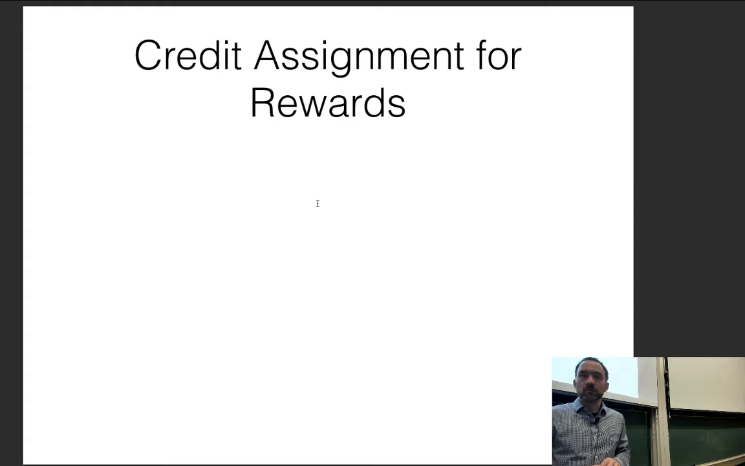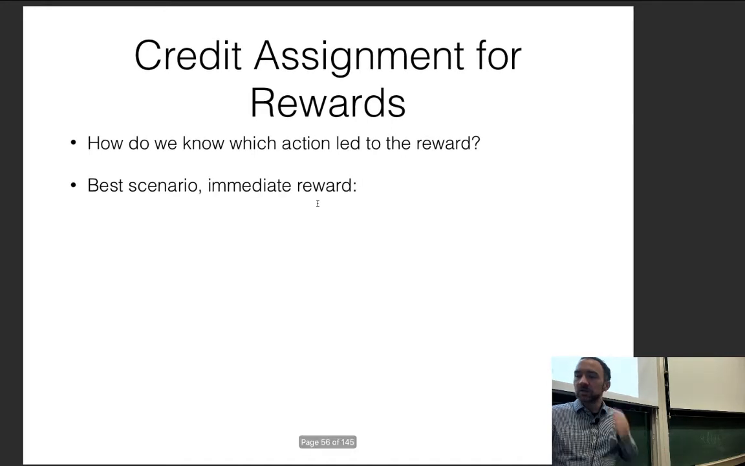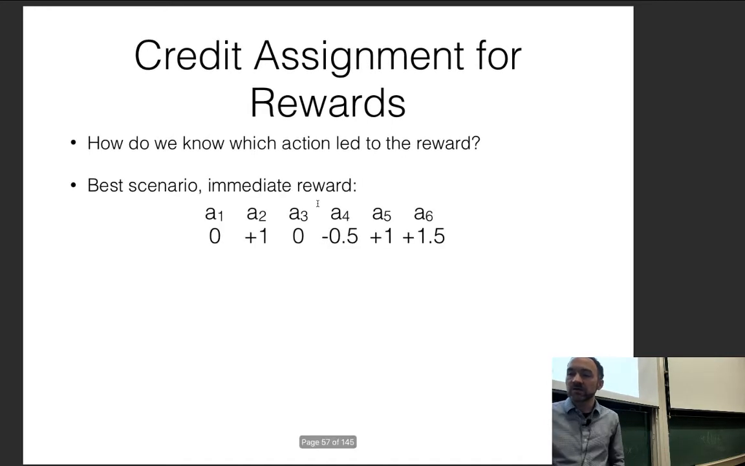Credit assignment for rewards. And this is actually really important if you want to train a model that is trained purely using reinforcement learning. So how do we know which action led to the reward? This is kind of the big problem. I would say this is the big problem in reinforcement learning. It's the reason why reinforcement learning is harder than purely supervised learning. So the best scenario is that we basically get immediate reward.